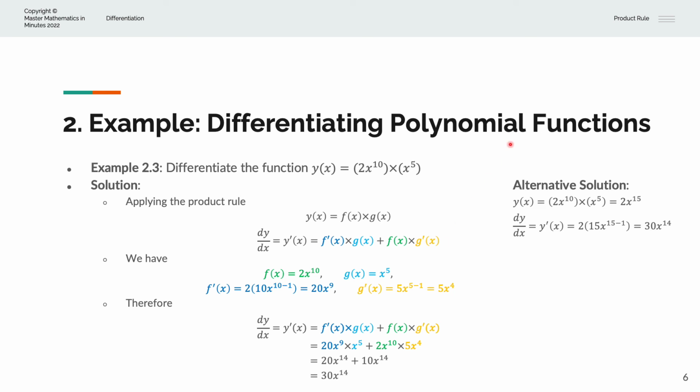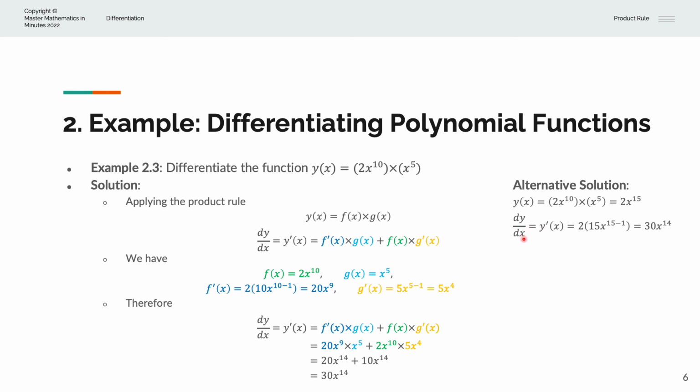So we could, for example, rewrite y(x), which is the product of two functions, similar to that. We can expand the brackets and simplify that to be 2 times x to the power of 15. So then it becomes one term rather than the product of two terms. So we could then differentiate that single term, which is a lot easier to work with.